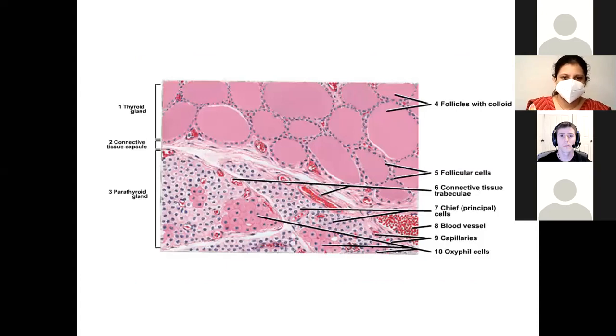See over here, this is the diagram. In the upper half of the diagram, you can see that the thyroid gland is visible with different follicles and colloid present in the center of the follicle. Then connective tissue capsule is visible. Then the lower part is showing the parathyroid gland, in which you can see two types of cells with nuclei present, chief cells and oxyphil cells. You can see different capillaries visible over here. And apart from that, you can see connective tissue trabeculae that are marked in this diagram.